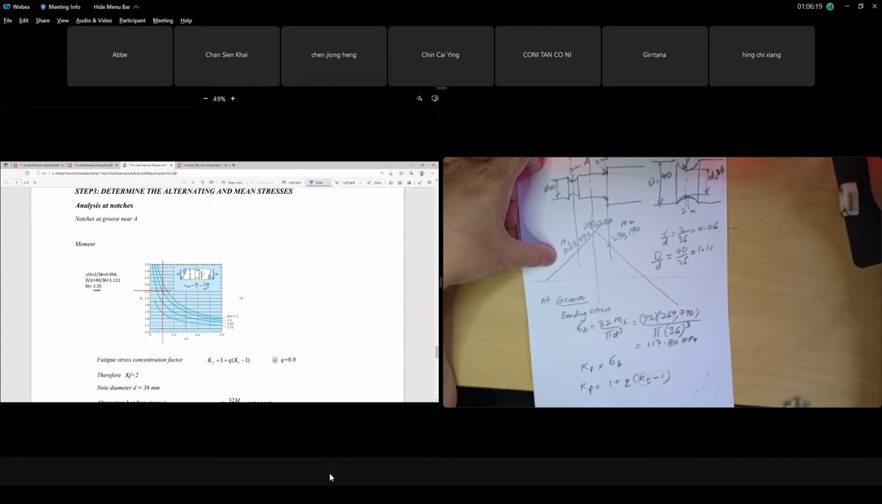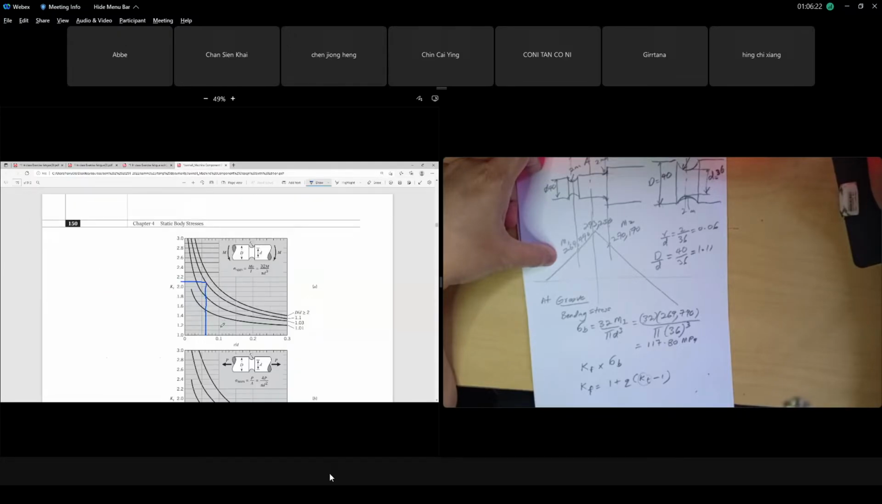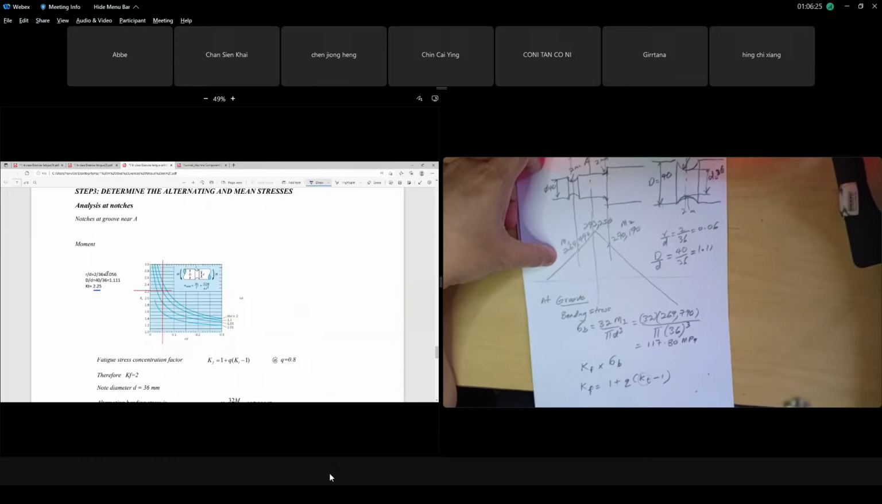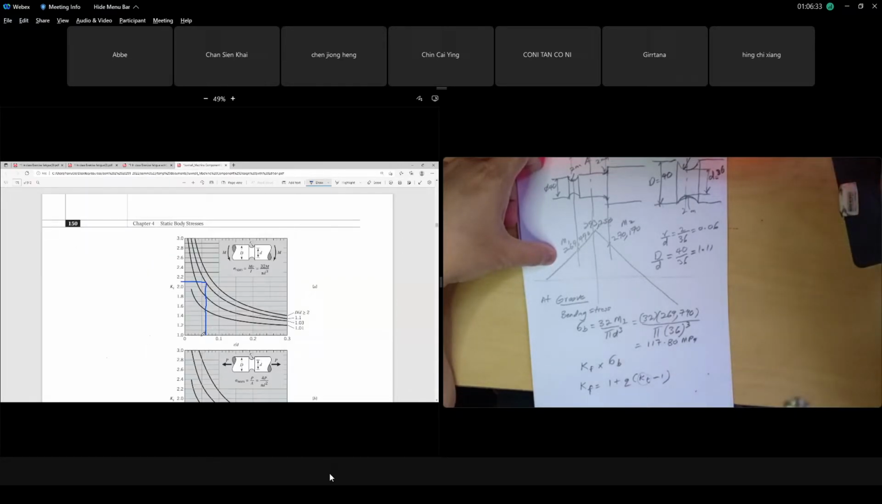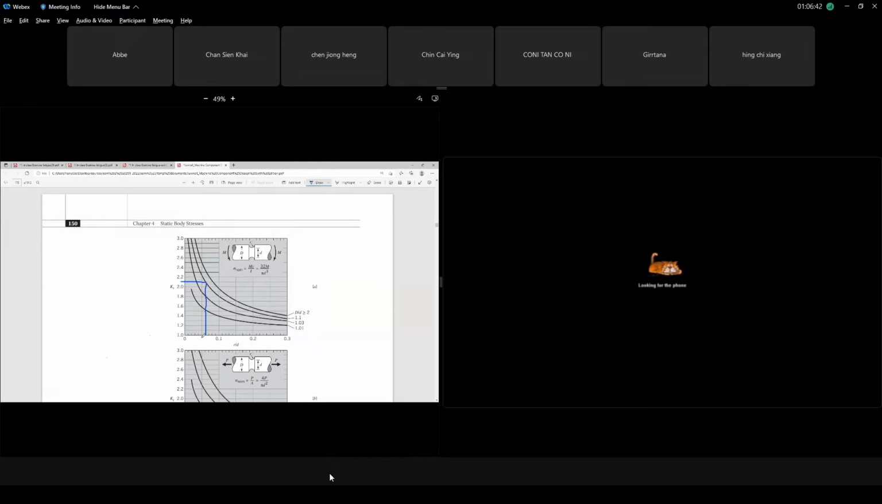What is our R over D? R over D is 0.06, right? R over D is 2 over 36, 0.056, right? This here is 0.05, right? 0.05, you bring up here. Oh, I made a mistake, this is 0.06. It's 0.056 here, somewhere here. Bring up here, so you bring it up to here. Sorry, my line is crooked, so you got 2.25. Right. 2.25. Understand, class? We're talking about 2.25.